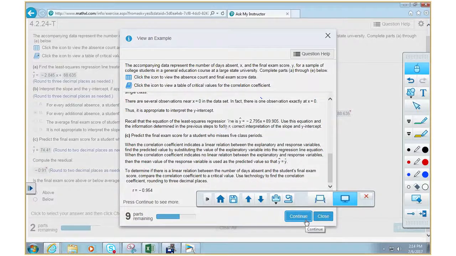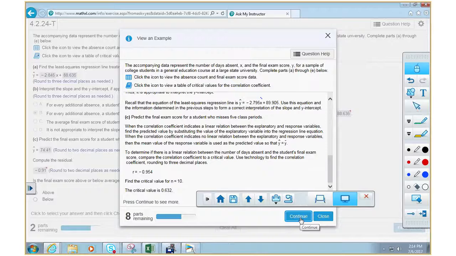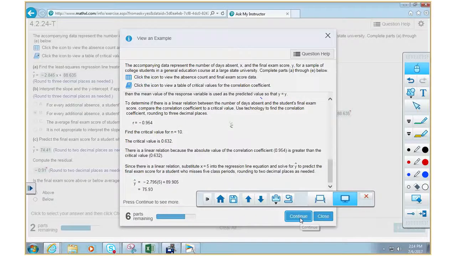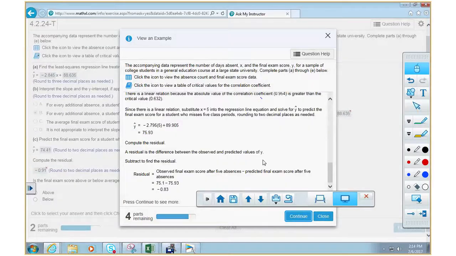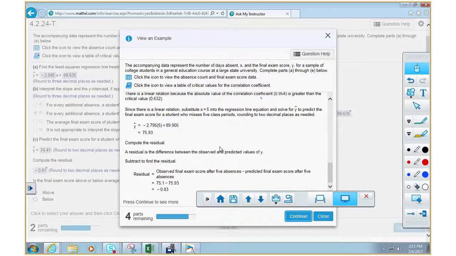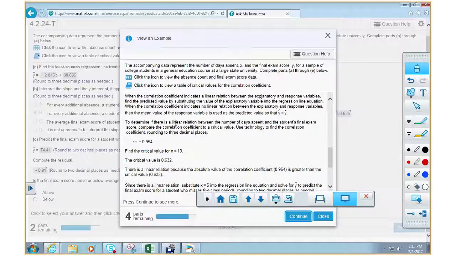What is this? It's like reading the book. Predict the final exam. I did that. All right. What is the residual? Okay, I know what they're doing now. That's the critical value. What's the critical value that we started with at the beginning? 0.632 or something like that? What was it? -0.94. Okay, plug that in instead of the slope. I think that's what they're wanting me to do.